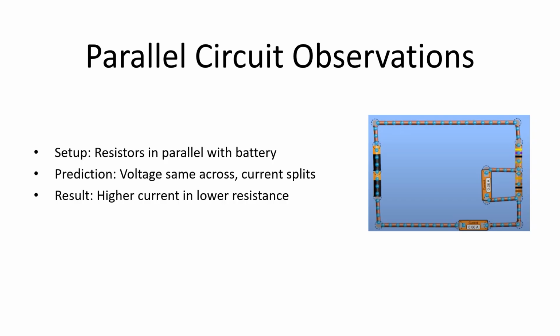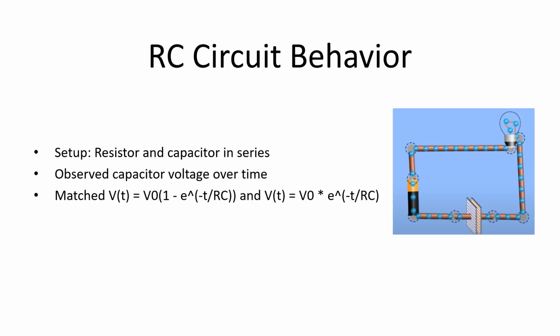there was higher current at lower resistance. For the RC circuit behavior, this is the diagram on the right, and for our setup, we used a resistor and a capacitor in series. We observed the capacitor voltage over time, and we matched the capacitor equation to what we had in the diagram.